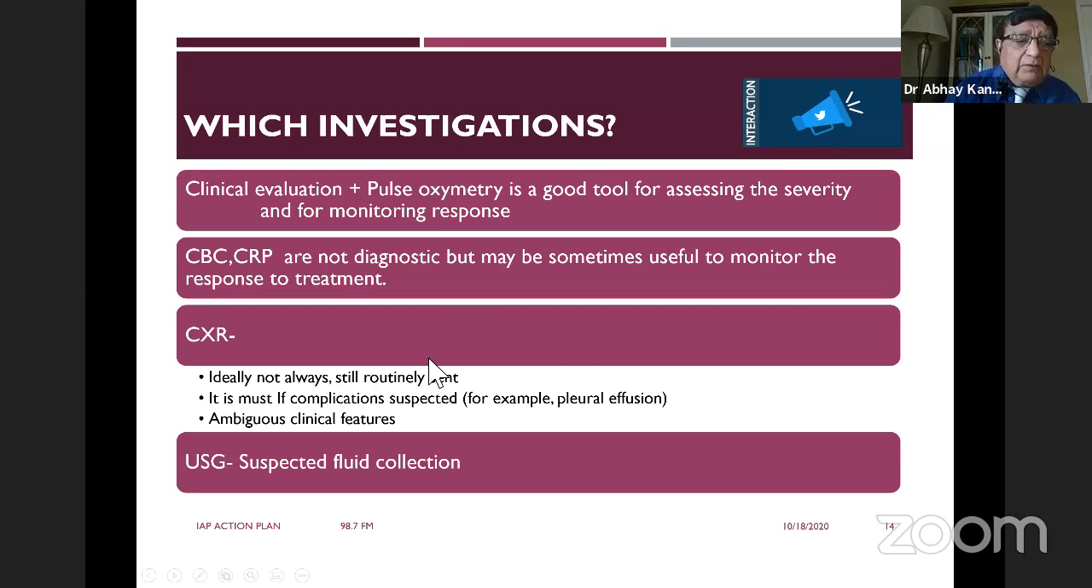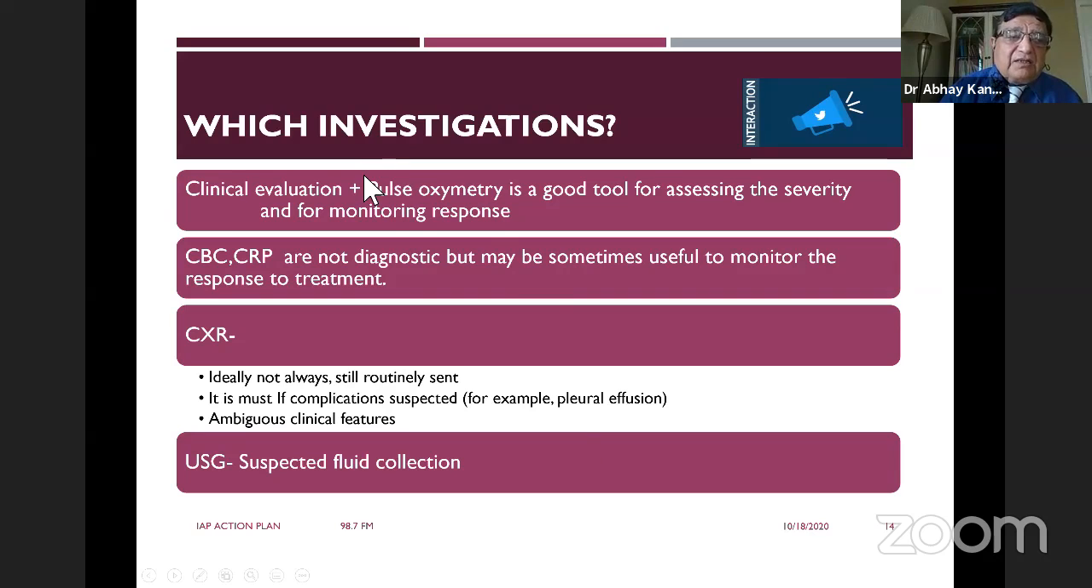But usually, ideally, it is not recommended, but it is a must if we are dealing with a case of complication like development of pleural effusion, or if the child is not responding to a case of pneumonia. And last one, USG is an important tool, especially when we are suspecting that the child is developing pleural effusion.